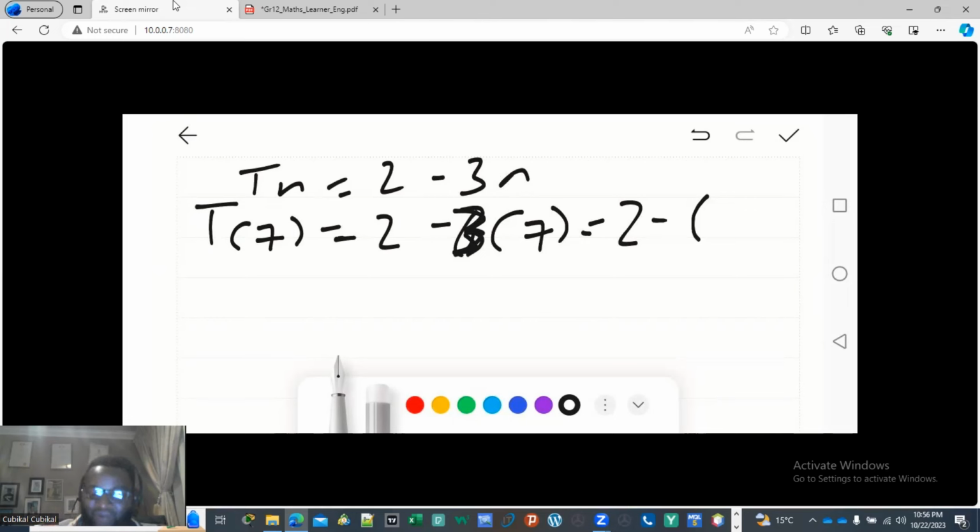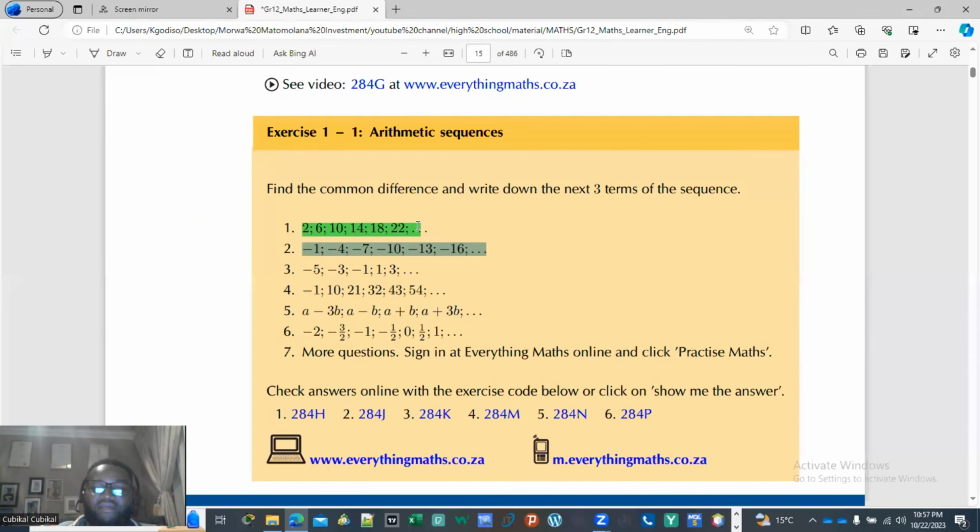About positive 21. So it needs to be minus 21. So in this case, you're going to have this as 2 minus 21. You're going to have a negative 19. So that should be T7. So going back there, you'll realize that when you say minus 19, minus 16, you're going to get a minus 3. It's because it's going to be minus negative 19 plus a 16, you're going to get a 3. So that should be the correct one.